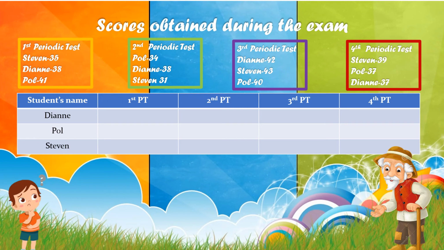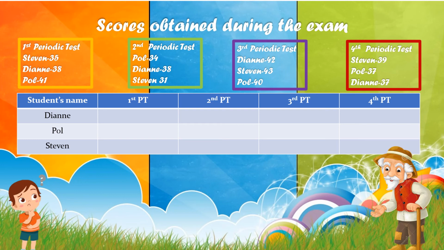Our time is up, friend. We are going to check your work. Let us see if you got it right. So here is the table. We have the name of the students, their scores in first periodic test, second periodic test, third periodic test, and fourth periodic test. Let us see if you have done it right.